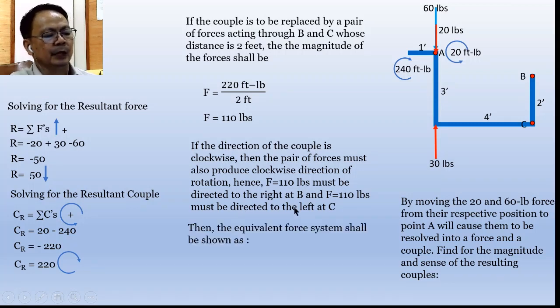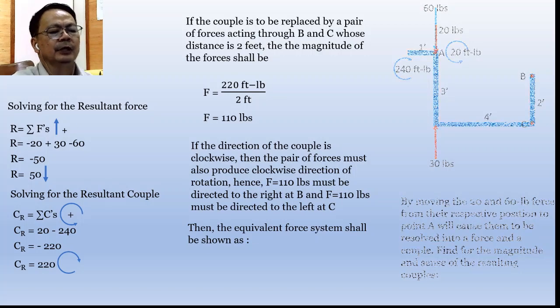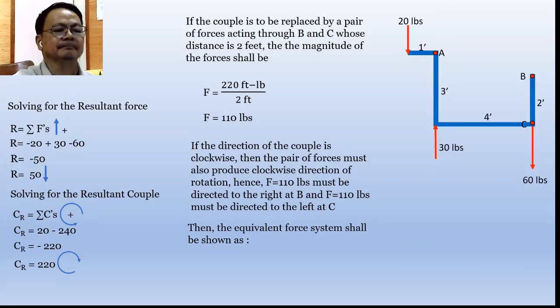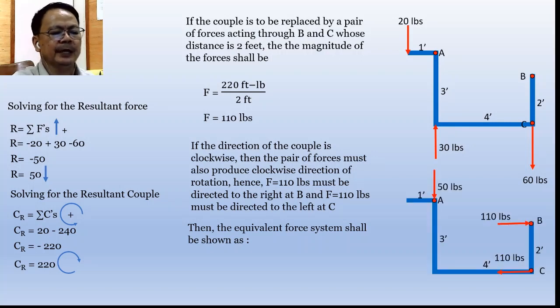So that the equivalent force system shall be shown as follows. So, if this is the original system that is subjected to the different forces at different positions, after solving the problem, this system can now be replaced by a force acting through A, which is 50 downward, and a couple through B and C having a magnitude of 110, such that this magnitude shall be equal to 220. So that's how we explain the meaning of the couple and have shown the application of the different properties in solving some problems in engineering mechanics or statics of rigid bodies.